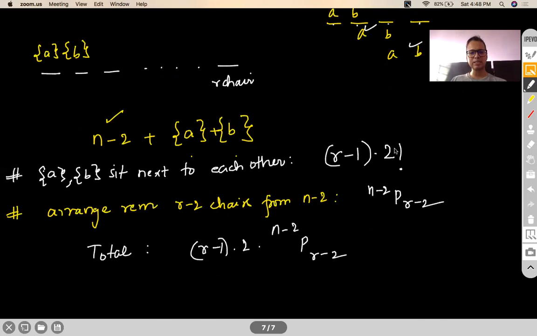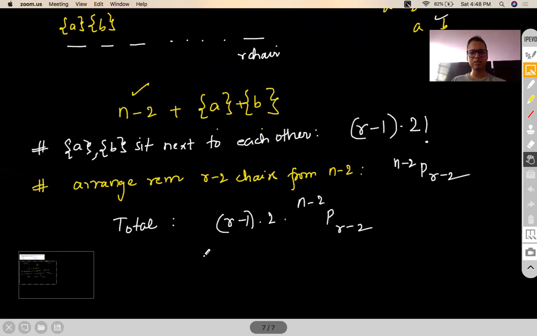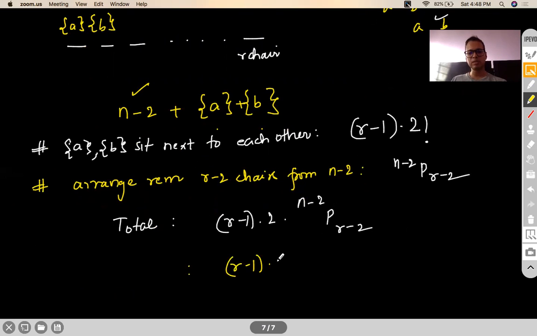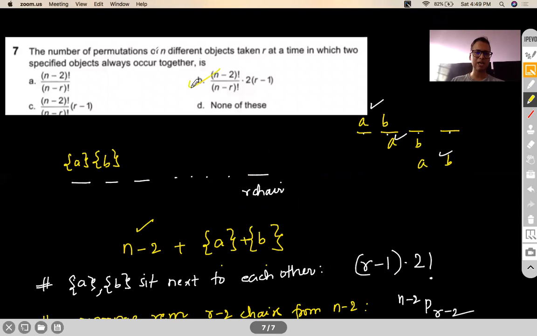I think, yeah, they have actually expanded this, so let me do that also. This will be N minus 2 factorial by N minus R factorial. So I think it's option number B. B is absolutely correct. Janta was right. Well done, Janta.